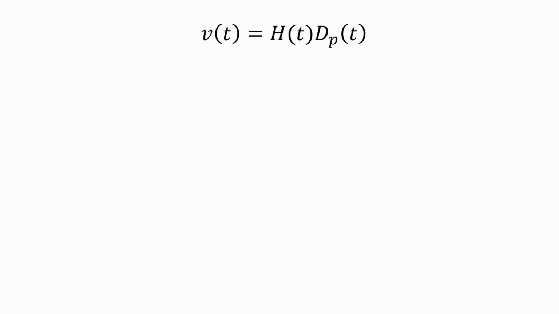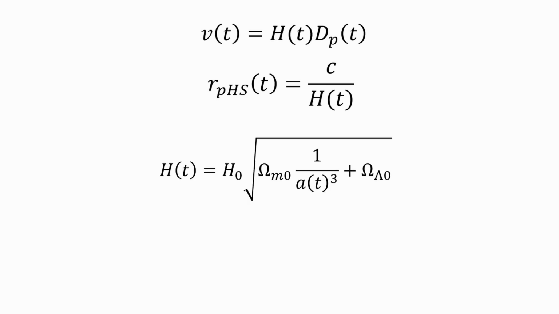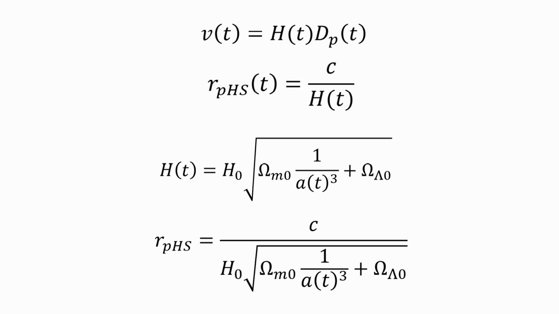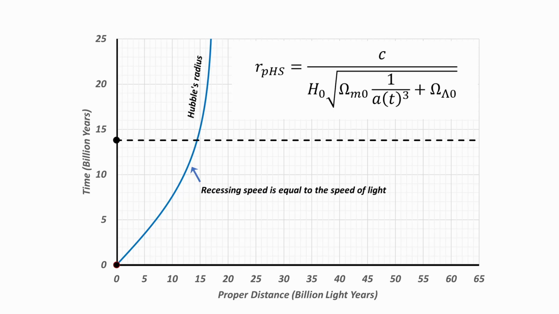The Hubble's radius in proper coordinates can then be obtained from, using the cosmologic model. We obtain this equation, which represents the Hubble sphere radius as a function of time and is plotted in the observer frame of reference as the continuous blue line.